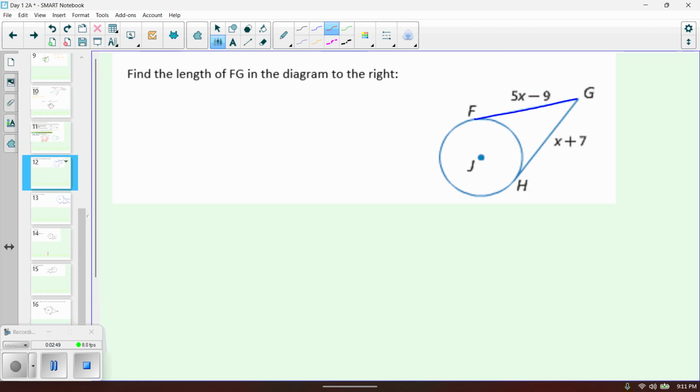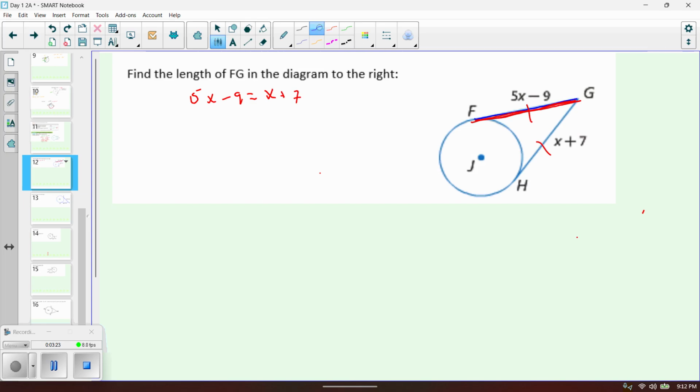Okay, more examples. Again, pretty much the same. Find the length of FG. So they actually want us to find the length of that piece right there. Well, to find the length, we need the value of X. It looks like FG and GH are both tangents because they hit the outside of the circle. So that means this one and this one have to be the same. So 5x minus 9 has to equal x plus 7.